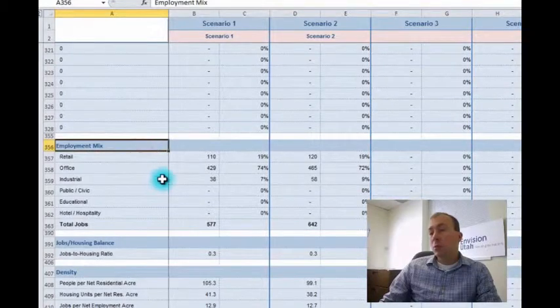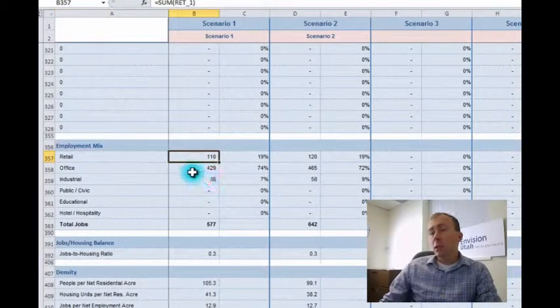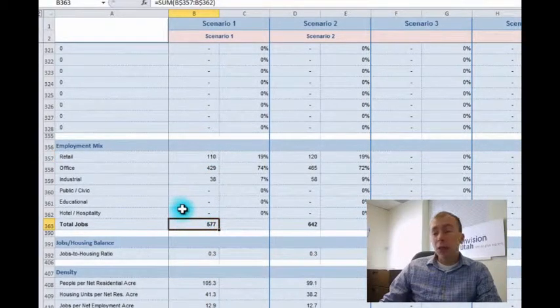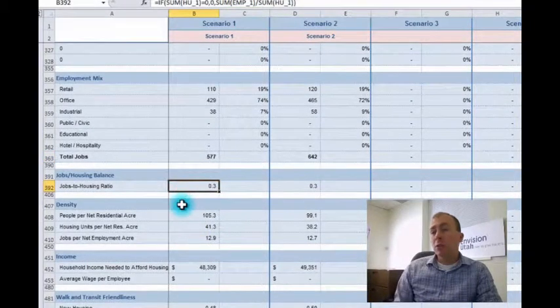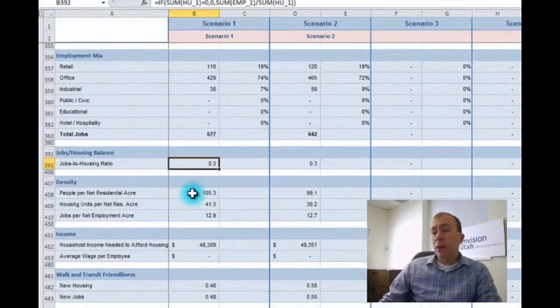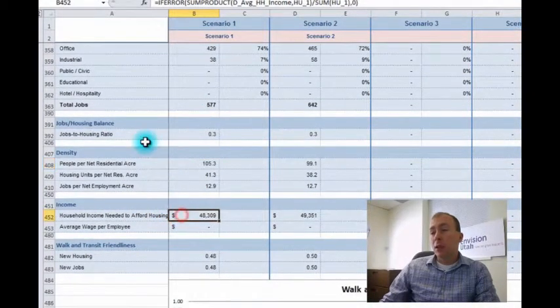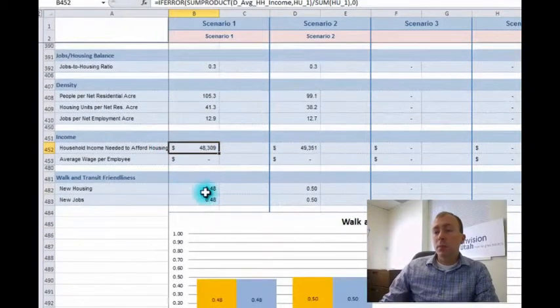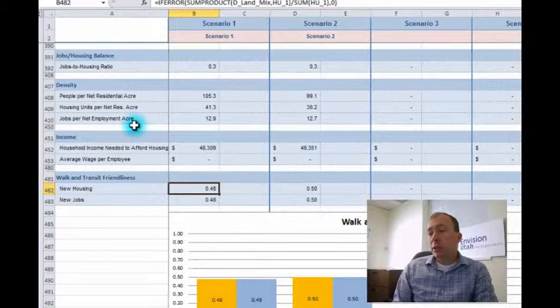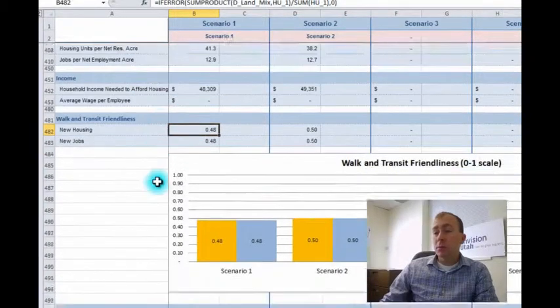It also looks at employment numbers, in this case employment mix, whether that's office, retail, industrial, or the total jobs that we've added to our scenarios. It also looks at our jobs to housing balance. It looks at density numbers, or people per net residential acre, or housing units per net residential acre, or even jobs per net employment acre. It gives us an income number, an average household income needed to afford the housing. It gives us a walk and transit friendliness score for both housing and jobs.